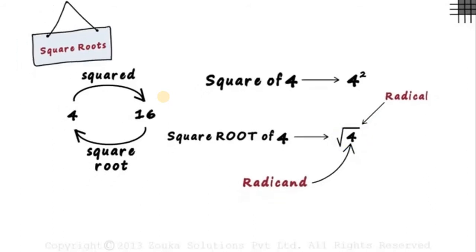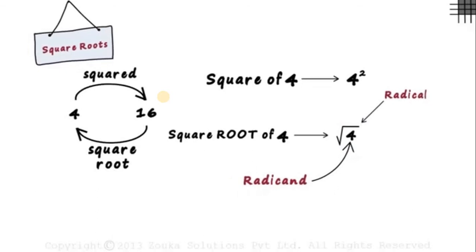So here's a simple way to remember it. We know that 5 squared is 25. This 2 is transposed to the other side, and it becomes a square root. So we can say that the square root of 25 is 5.